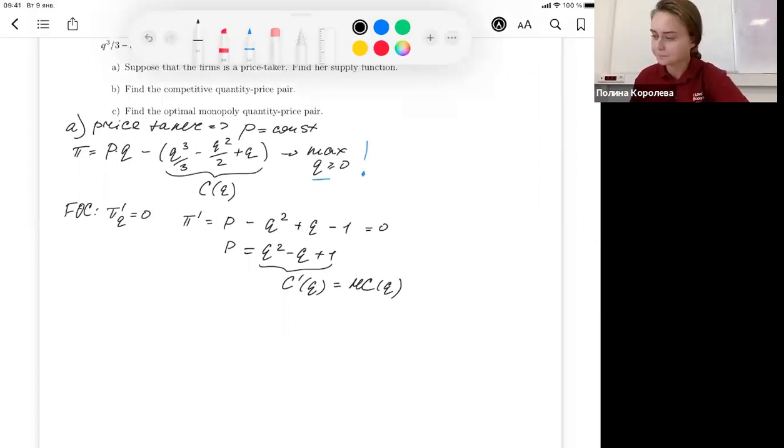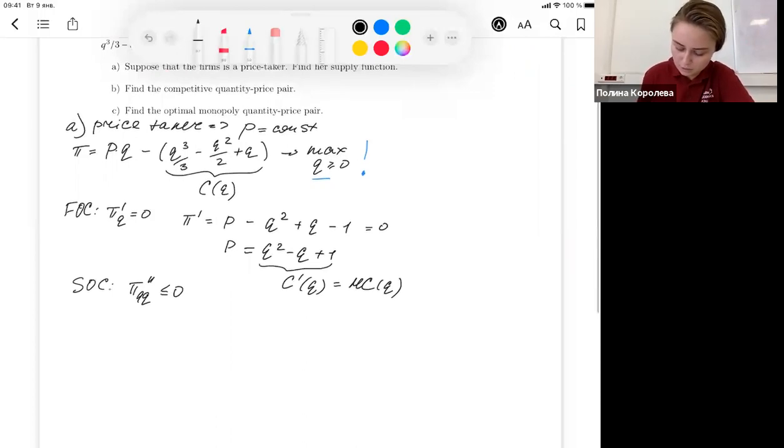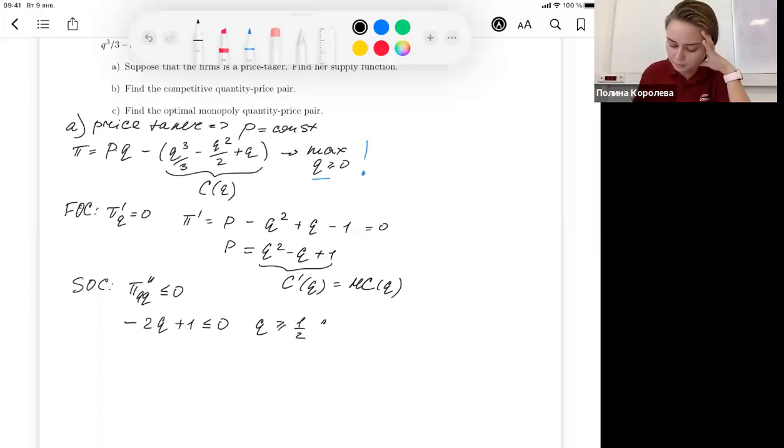Then we should check the second order condition, to check that we found a maximum, not a minimum of profit. For a maximum, the second derivative should be less than or equal to 0. So let us take the second derivative. This is minus 2q plus 1, and this should be less than or equal to 0. For which quantities is that true? For quantities greater than or equal to 1/2, for a maximum.